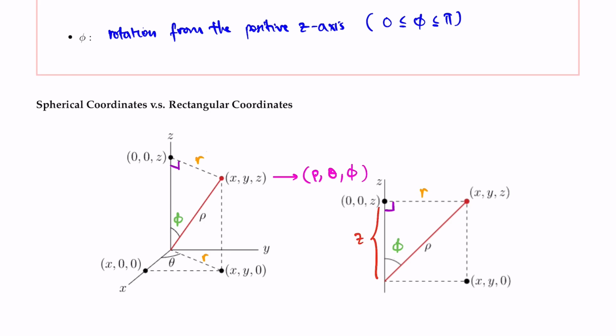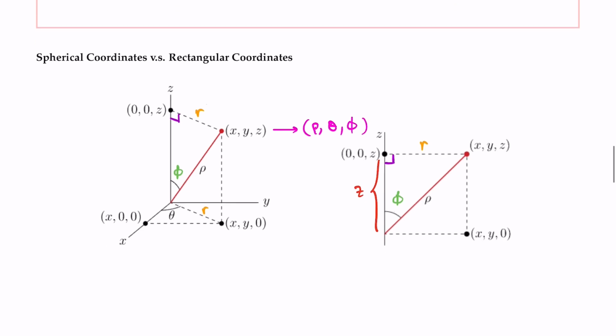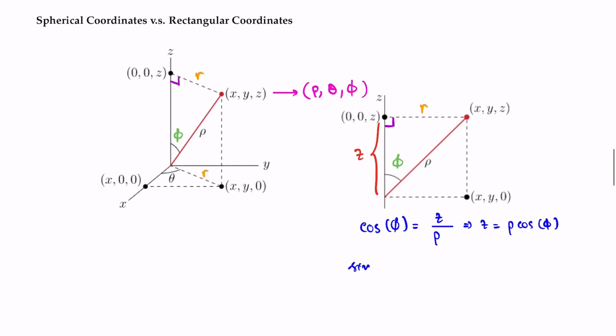From here, we're going to derive a set of formulas to connect spherical coordinates with rectangular coordinates. That is, we're going to look at cosine of phi and sine of phi. Cosine of phi is going to be the adjacent, which is z in this case, over the hypotenuse, which is rho. From here, you can solve for z, which is equal to rho times cosine of phi. Now for sine of phi, we have the opposite over the hypotenuse. The side that is opposite of phi is r, so you have r over rho. And this is equivalent to writing r equal to rho times sine of phi.